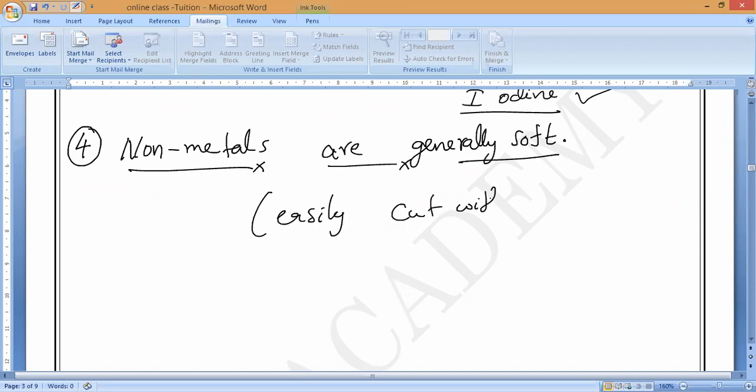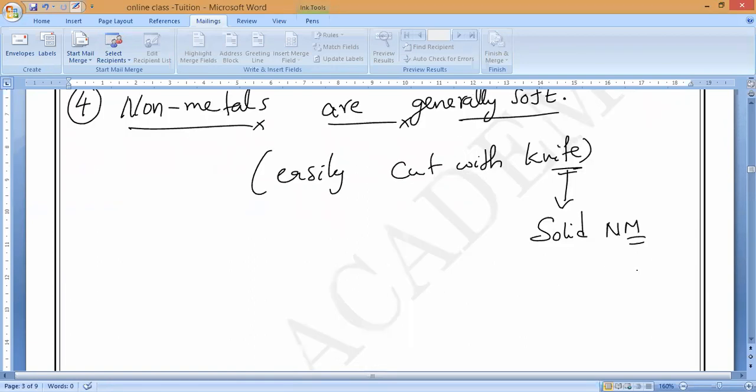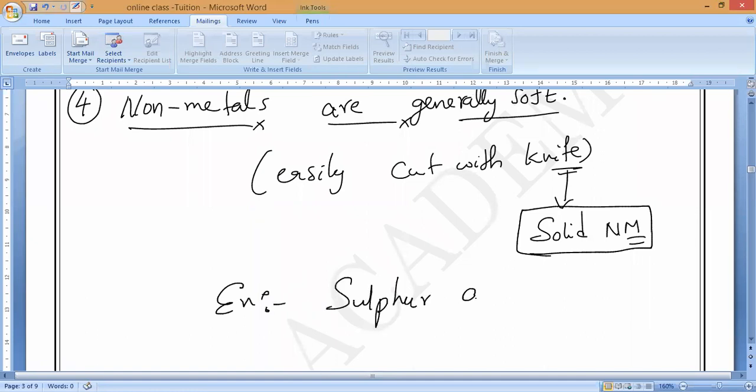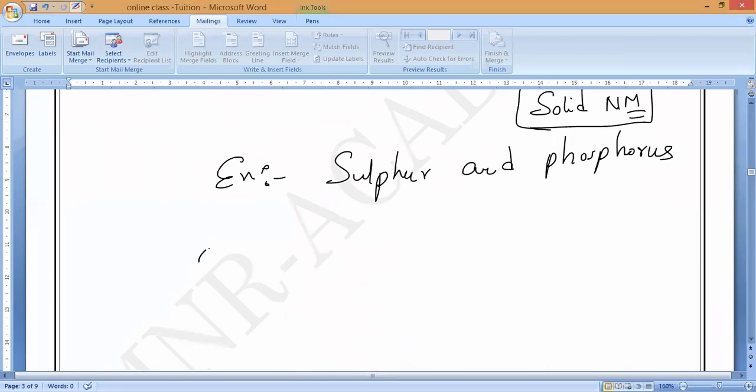Which non-metals, solids, liquids, or gases? Solid. Only solid non-metals can be cut with a knife. Is it possible to cut liquids and gases? No, sir. Easily cut with a knife applies only to solid non-metals. Well-known examples are sulfur and phosphorus.